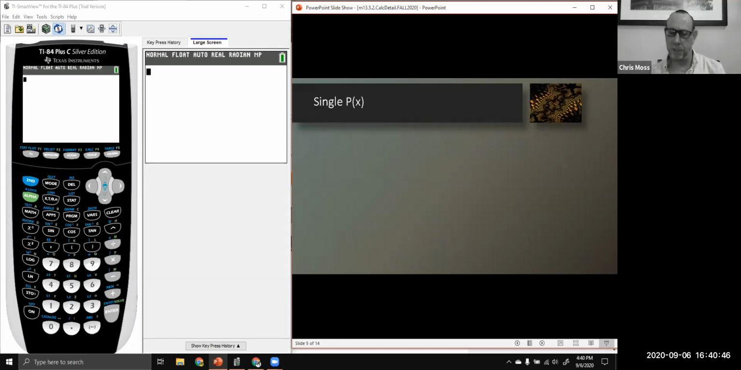Now, a single P of x, that's where we're going to start. This is going to address the binomial probability question. What is the probability of exactly x successes in n trials?